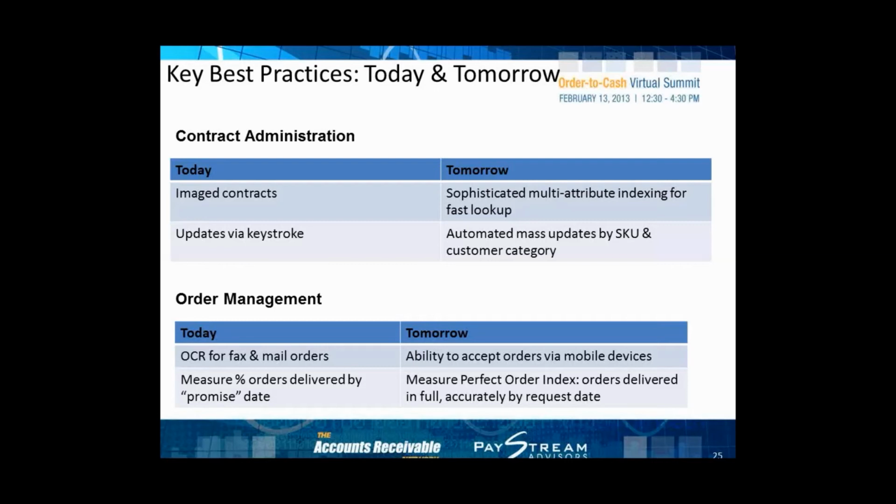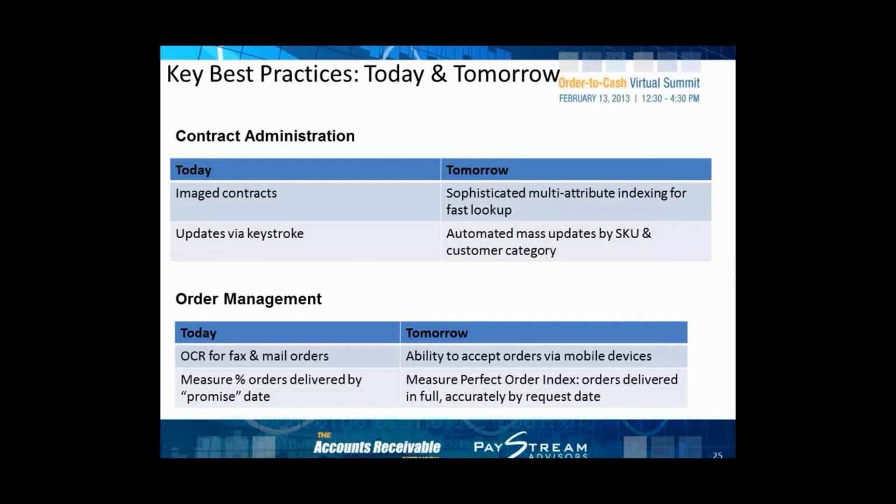Order management, OCR is a big help for those faxed and hard copy orders, but I think we're going to see more and more electronic orders and orders placed over mobile devices. And the metrics, I think, are going to evolve. A lot of metrics we see are how many orders did you deliver by the promise date, and in many cases companies measure the promise date that they give as opposed to the customer's requested date.